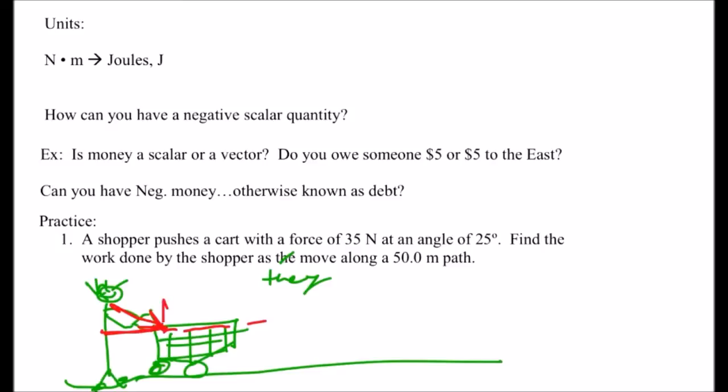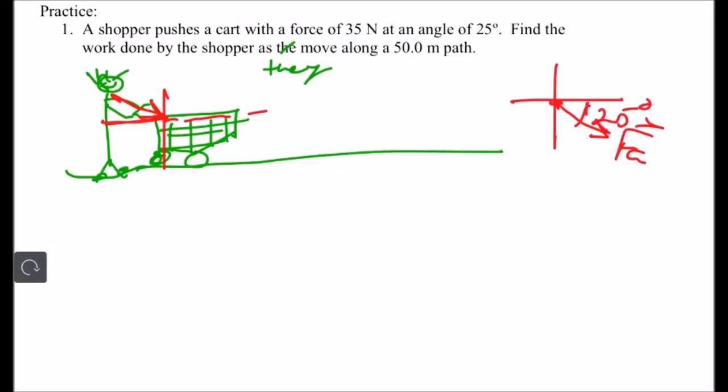So the person's pushing that cart, right? Their force vector, remember the way that we draw a free body diagram, the free body diagram always shows the arrow moving away from the origin, right? So what I'm going to do is move this force vector through so that it comes down from the other side. So I've got my force vector, my applied force here, and it's going to be 25 degrees with the horizontal. Everybody all right with that? Let's go ahead and see.